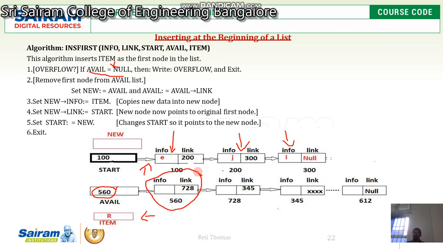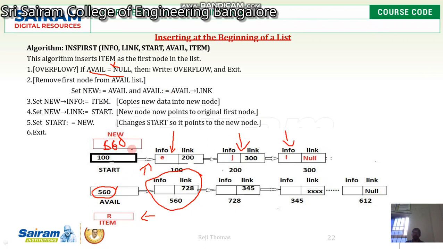After this, I'll take a separate variable called new. New is equal to avail. I'll store in new what is there in avail, which is 560. So 560 is done. Look at the statement: new is equal to avail. What is there in avail? 560. I've done it. Next, avail is equal to avail link.